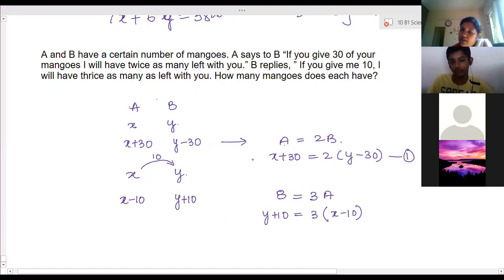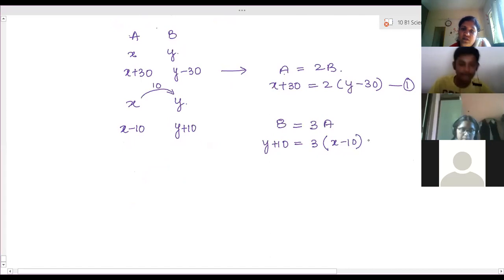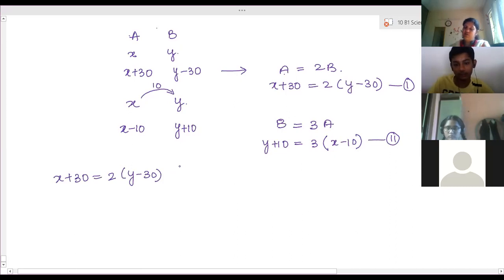Able to understand? Yes, ma'am. Now for the first and second equations, first simplify. Ma'am, but maybe they mean X plus 30 minus 10 and Y minus 30 plus 10? No. They have not given, they only told each other. They have not actually transferred. Okay.